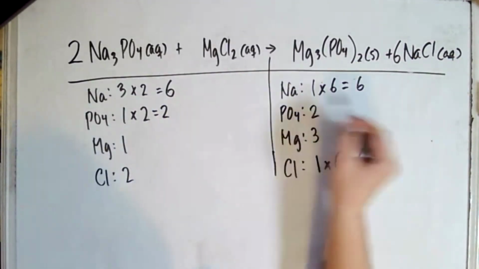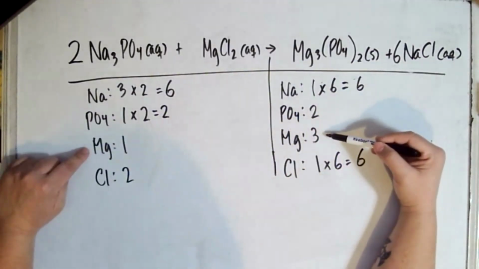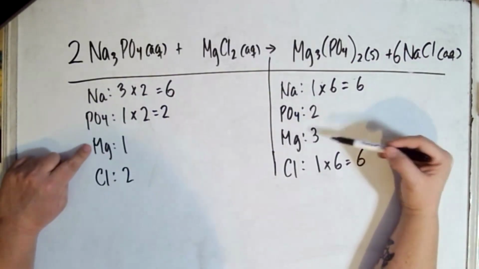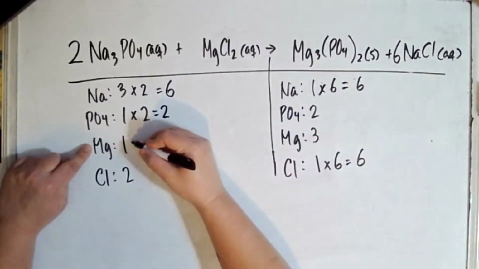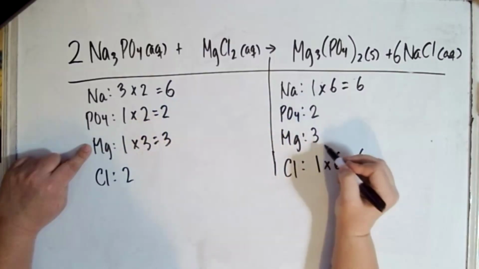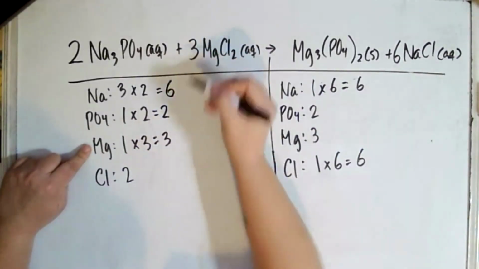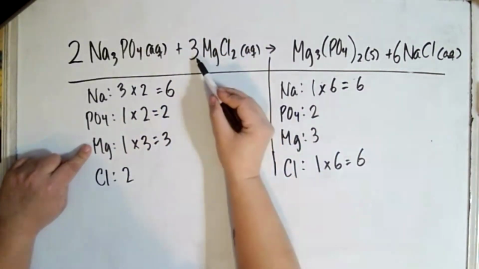But now my sodiums match and my phosphates match. So now I can go to my magnesiums. I'm going to need to multiply my magnesium compound on the reactant side by 3 so that I have 3 magnesiums on both sides. So I'll take that 3 and put it out in front of my magnesium compound.